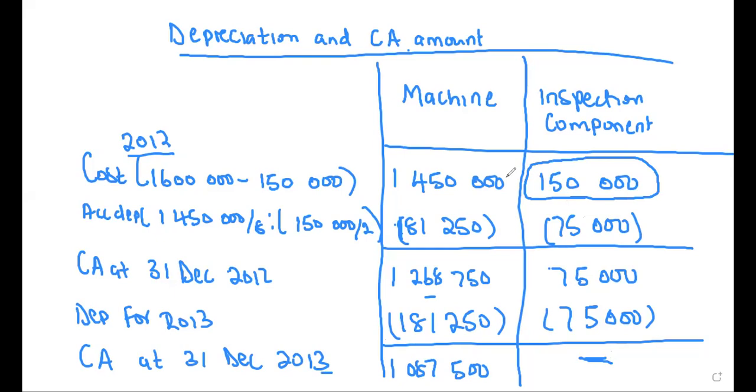That's how you do your questions on PPE. If the question has got a replacement part or inspection component, you need to separate them so that you will be able to do depreciation. Remember, the reason why we separate them, you can see here the useful lives are different. So you cannot depreciate them as a full amount, because their useful lives are different. So that's basically why we need to separate them.